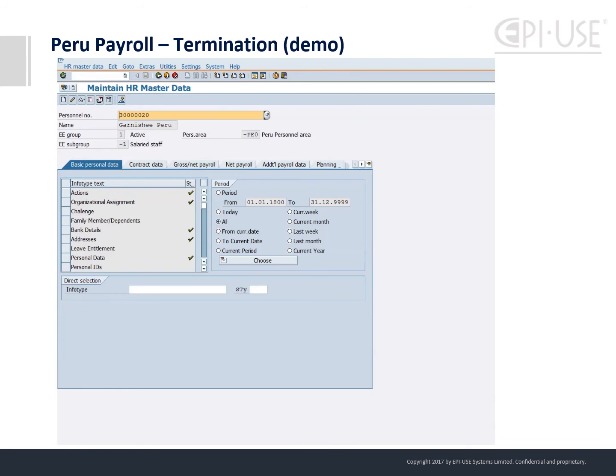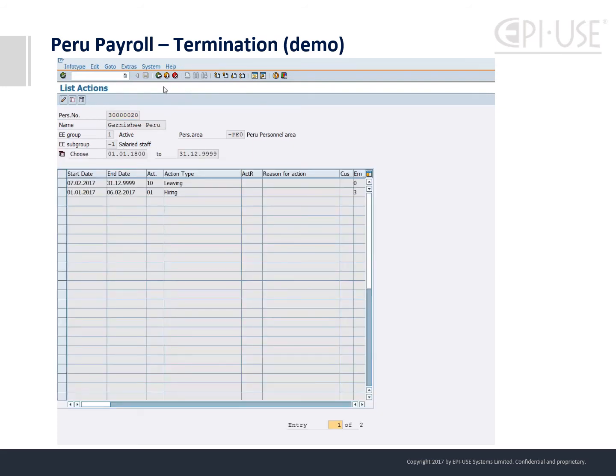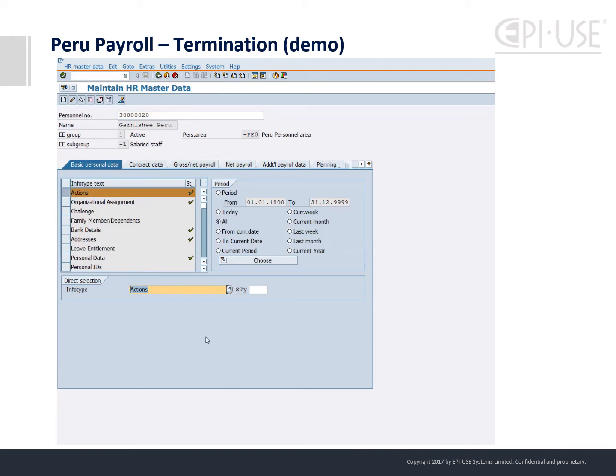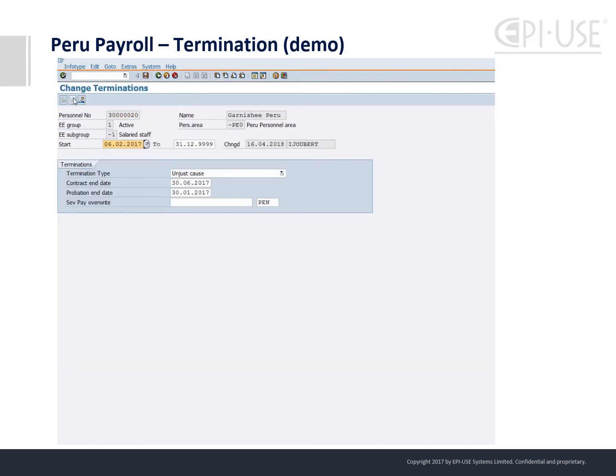In this example, I'll show you how termination will be handled. There will be the standard action that will show that there was a leaving action. And then for the Peru country version, there's another infotype that was introduced, and it's called terminations, infotype 9305. And if we look in here for the specific employee, you can specify termination type, contract date, probation end date, and we can even put in override value. So based on these in the configuration, we'll determine if this person is eligible to receive termination pay.